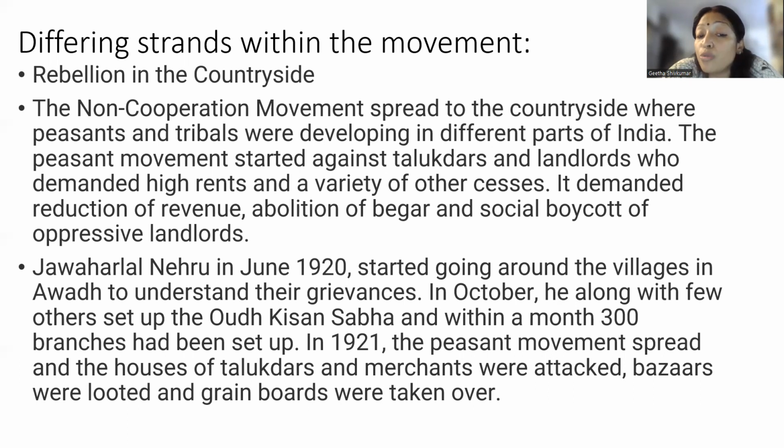Jawaharlal Nehru, in June 1920, started going around the villages of Awadh to understand their grievances, what their problems were. In October, he, along with a few others, set up the Awadh Kisan Sabha. Within a month, almost 300 branches had been set up. In 1921, the peasant movement spread, and houses of talukdars and merchants were attacked, bazaars were looted, and grains were taken over. So they interpreted the meaning of Swaraj as being able to take their rights, that is, the bazaars. That's the reason all the bazaars were looted. So Swaraj was interpreted in a different manner. Let's move to the next one.